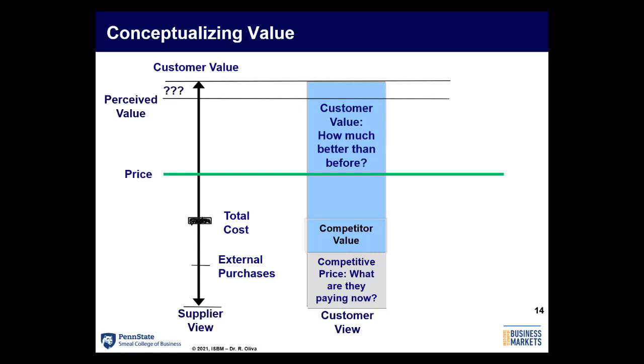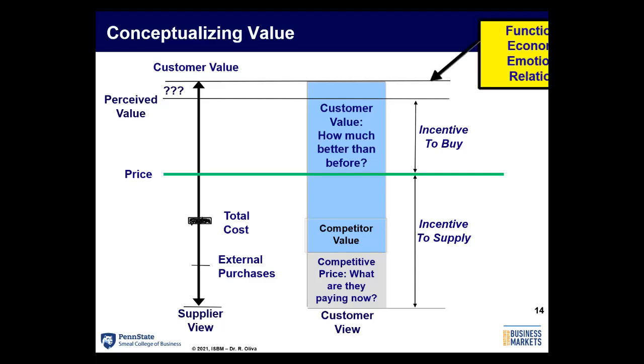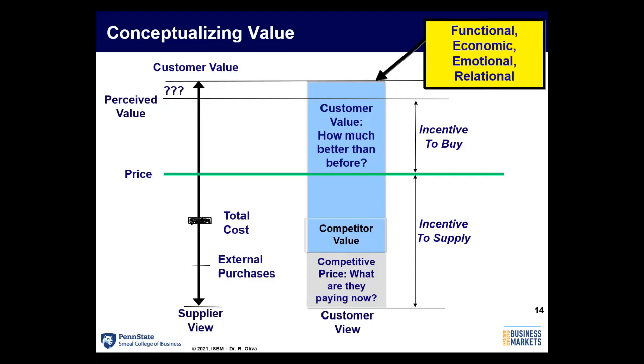Price comes along and now slices this salami into two pieces: our incentive to supply and the customer's incentive to buy. These are all measured in concrete economic terms, including the perceived value lost, which can give you some insight on how much to invest in market communications. So the top line is the functional, economic, emotional, and relational impact that your offering has on the customer's business compared to the next best alternative. And this is the true value delivered to the customer. And hopefully you've been able to price your offering so that you capture some margin.